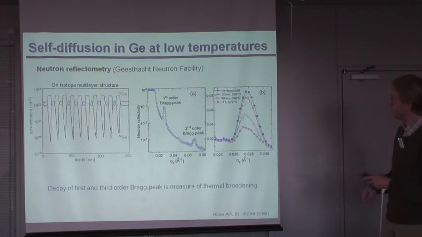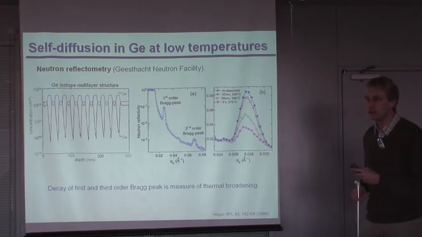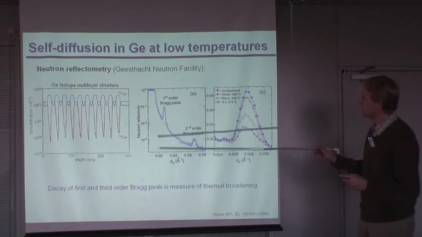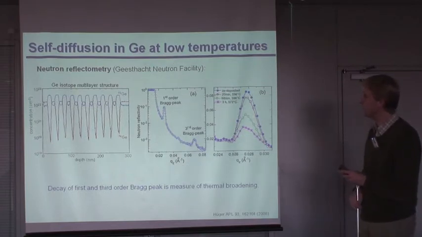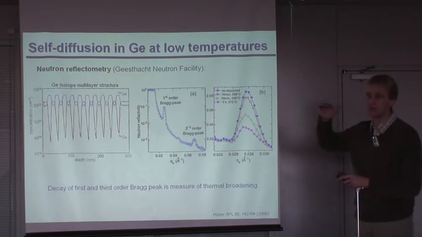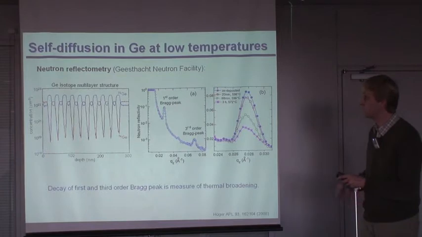Okay, so I already mentioned this kind of approach with neutron reflectometry. In principle it's a method similar to Raman. So this we have already used in order to determine the self-diffusion in germanium at low temperatures. The high temperature self-diffusion has been done already 20 or 25 years ago, but the problem is always the low temperatures, because there the diffusional broadening is very, very small.